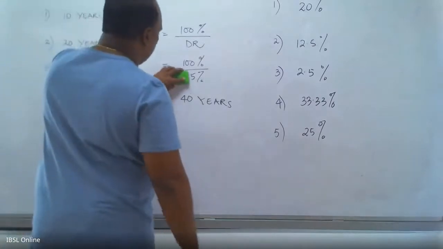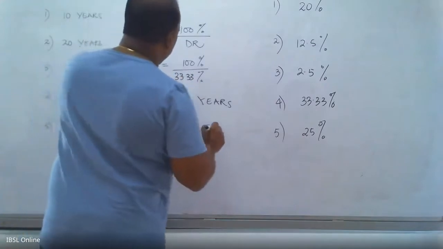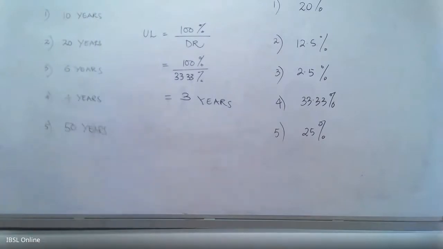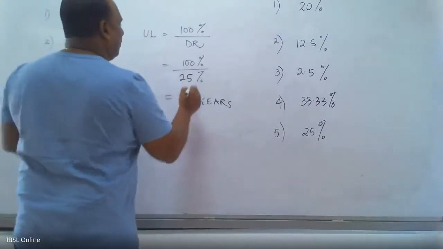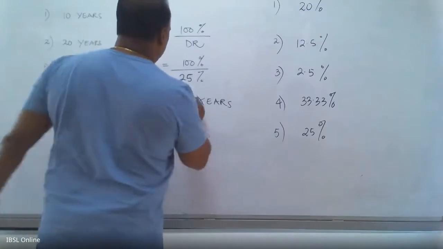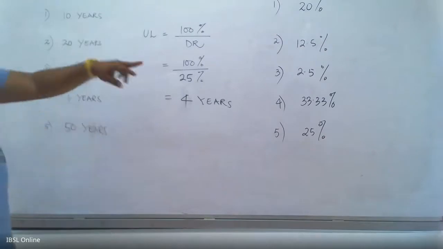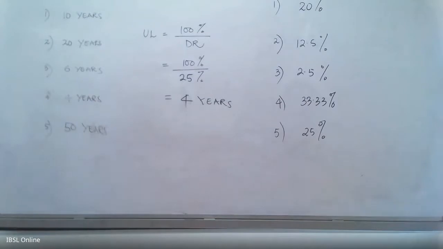Then when you put 33.33, it's roughly an approximation of 3 years. And finally, when you put 25%, it's 4 years. So this is the same as before: when it was 4 years, you got 25%. Now 25% means you will have 4 years. So I hope this is clear.